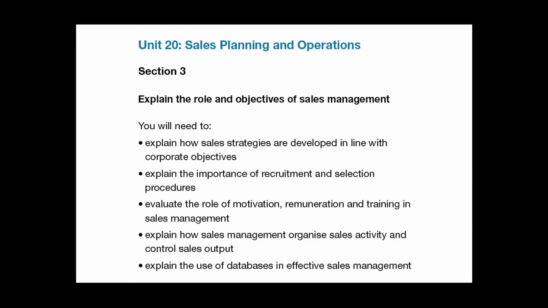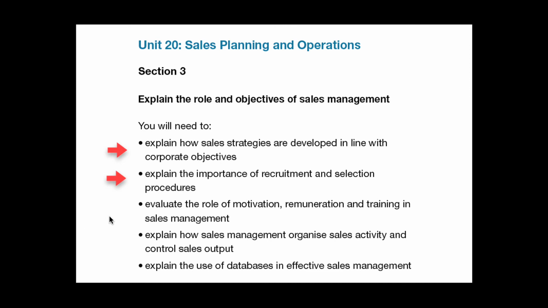Section 3, which is looking at sales management. Bullet point 1, you need to explain the process and the stages involved in developing a sales strategy, and the importance of making sure there is a synergy between overall company or corporate objectives and sales objectives. On bullet point 2, you might want to include here a summary of the different recruitment options that are available to a company with reference to recruiting somebody to a sales position.